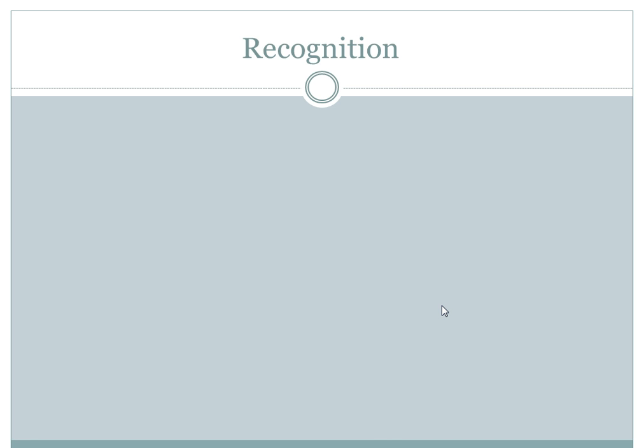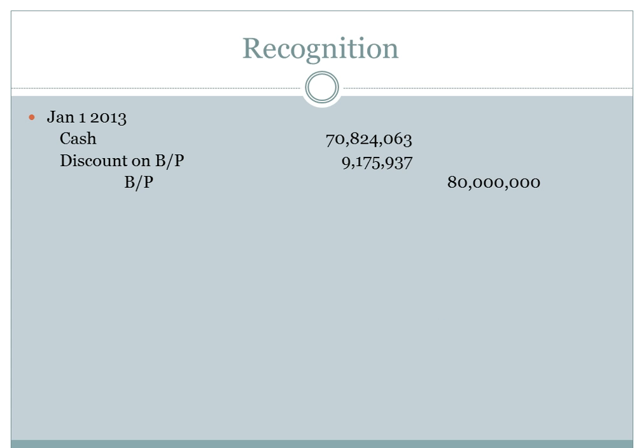The first step is what happens on January 1st when the bonds are actually issued. So on January 1st, 2013, we just determined that the amount of cash that's going to be collected is $70,824,000 and some odd dollars. The bond payable, the face amount of the bond, is that $80 million. And so cash is going to get debited for the $70 million some odd dollars that we actually collect. Bonds payable, the liability or obligation, is going to get credited for $80 million.